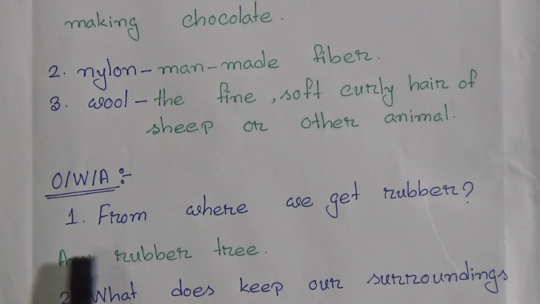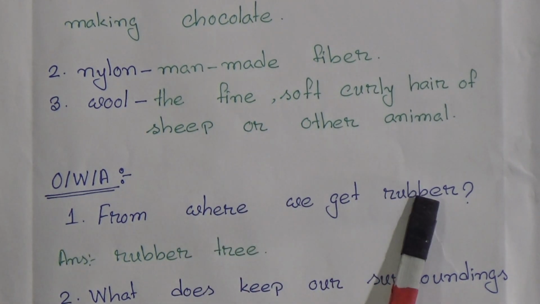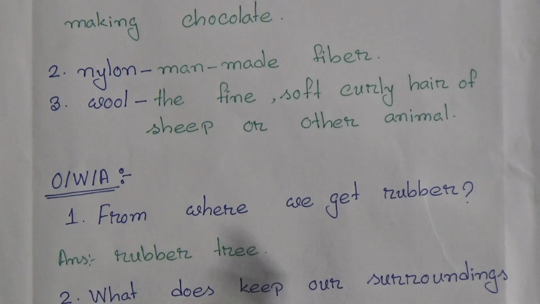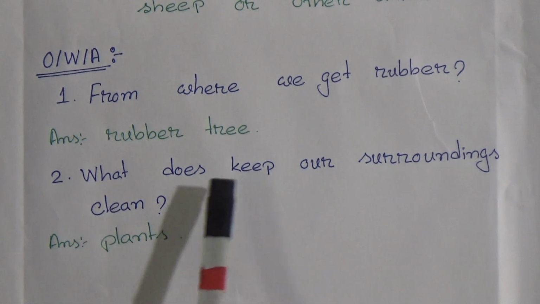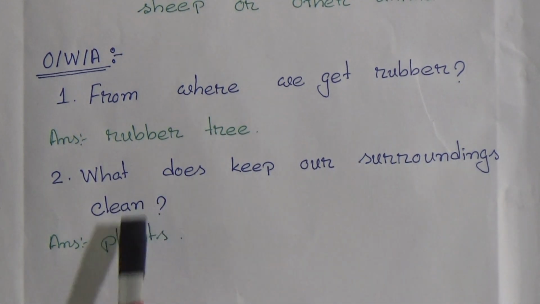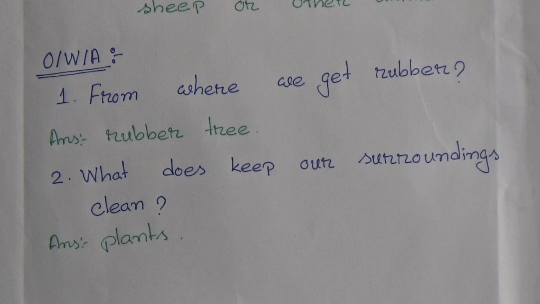One word answer. Question number 1, from where do we get rubber? Answer is rubber tree. We get rubber from the rubber tree. Number 2, what keeps our surroundings clean? Answer, plants. Again I repeat the question, what keeps our surroundings clean? Answer, plants.